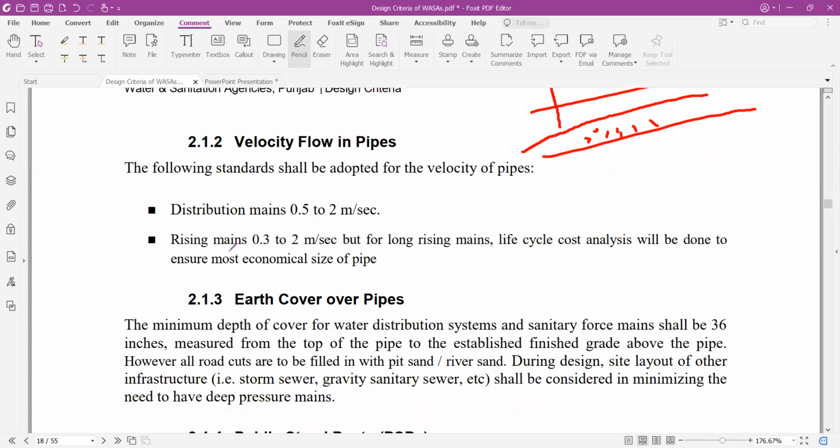For rising mains, 0.3 meters to 2 meters per second, but for long rising mains the life cycle cost is also considered. So the proper rising main should be selected depending upon the demand of the water supply system of a community, and the velocity in that pipe should also be greater than 0.3 and less than 2 meters per second.